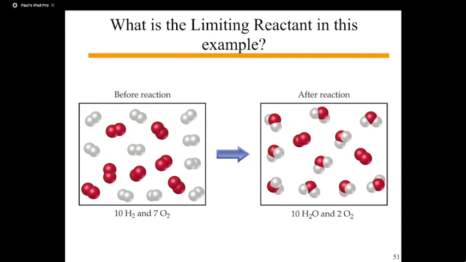Well, the reactants are oxygen and hydrogen. So we're narrowing it down to one of those two things. Which one runs out first? Hydrogen. There's oxygen left over because in the end, I still have some oxygen floating around. If by chance I had more hydrogen, I could make more water.